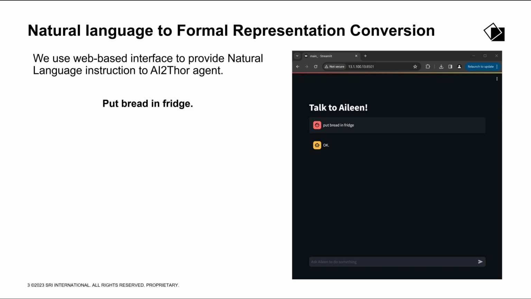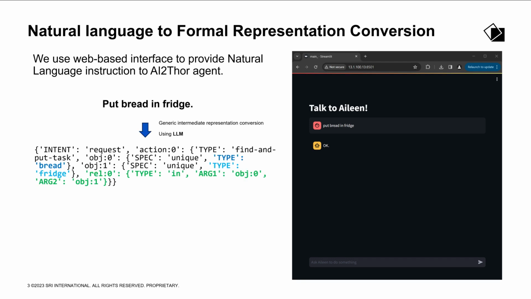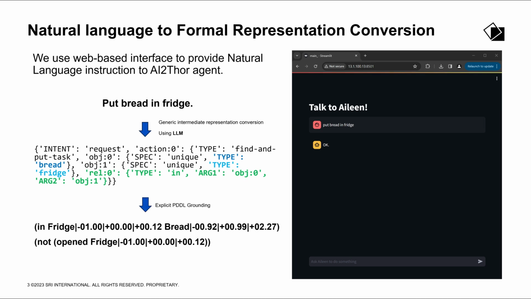We use a web-based interface where a user can type their request. For example, in this case, they have added put bread in fridge. This request is converted to intent semantic representation or ISR, that is a JSON describing different objects and the intent of the user. For example, in this request, there are two objects, bread and fridge, with the in relationship between them. The ISR is converted to PDDL predicates showing real object IDs.